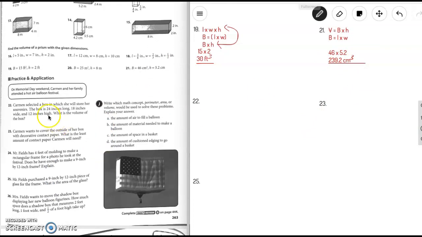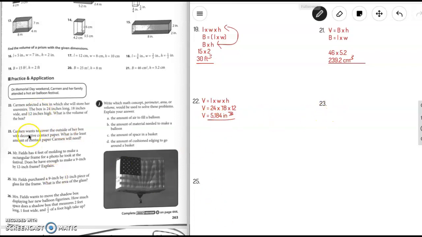On to word problems. On Memorial Day weekend, Carmen and her family attended a hot air balloon festival. Number 22. Carmen selected a box in which she will store her souvenirs. The box is 24 inches long, 18 inches wide, and 12 inches high. What's the volume of the box? Again, same formula, just plugging in numbers here. So how long is it? 24 inches. How wide is it? 18 inches. How tall is it? 12 inches. Just practicing our multiplication skills, right? 5,184 inches cubed is the volume of Carmen's box.